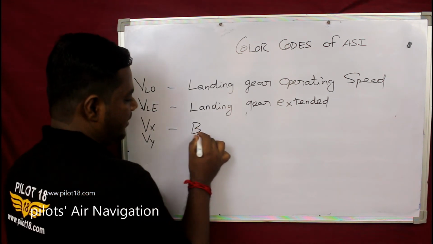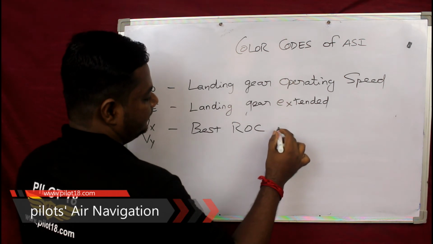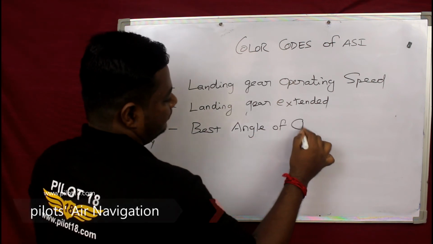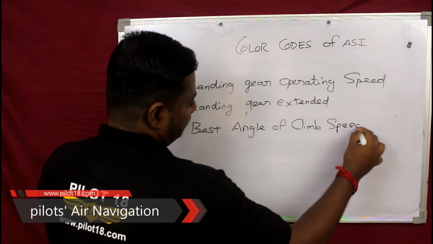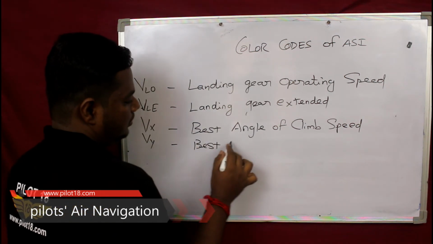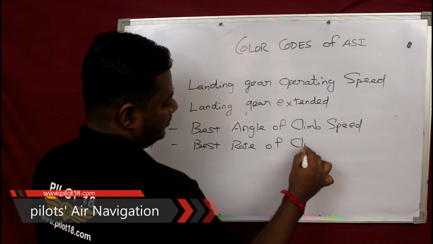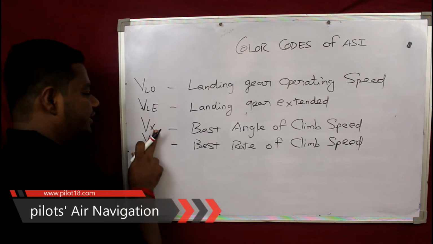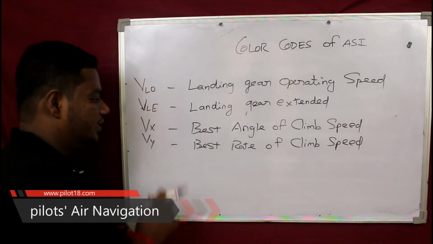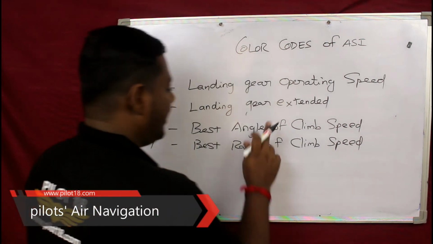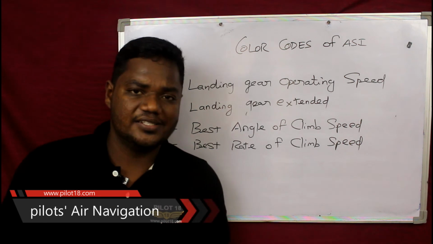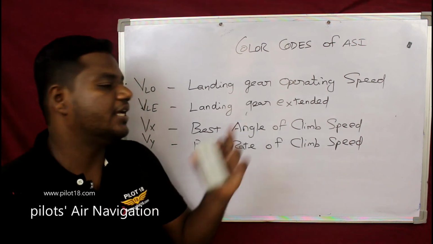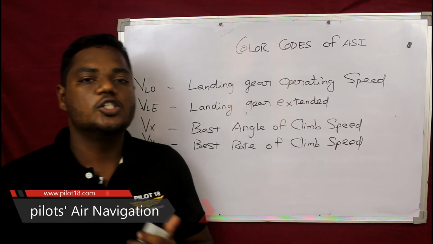Next is VX, best angle of climb speed. VY, best rate of climb speed. So VX, best angle of climb. VY, best rate of climb speed. What is meant by angle of climb and rate of climb? Angle of climb means maximum height gain in a shorter distance. Best rate of climb speed is maximum height gain in a shorter time.